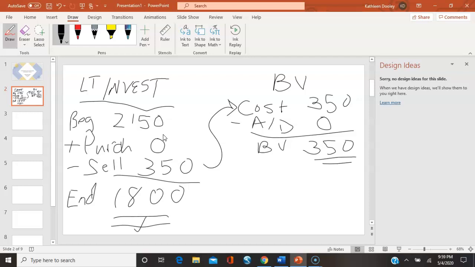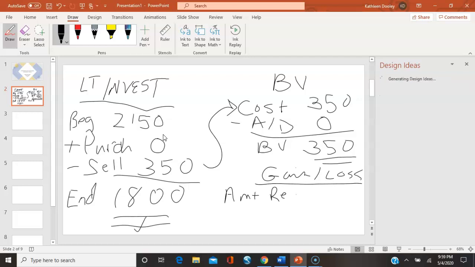Okay, now I need my gain or loss. And we have the amount received minus the book value. If you write out your formulas all the time, if you actually write out what you're going to do, it will help you a lot. Okay, if that's a positive number once I subtract it, then that's going to be a gain. If it is a negative number, it'll be a loss.